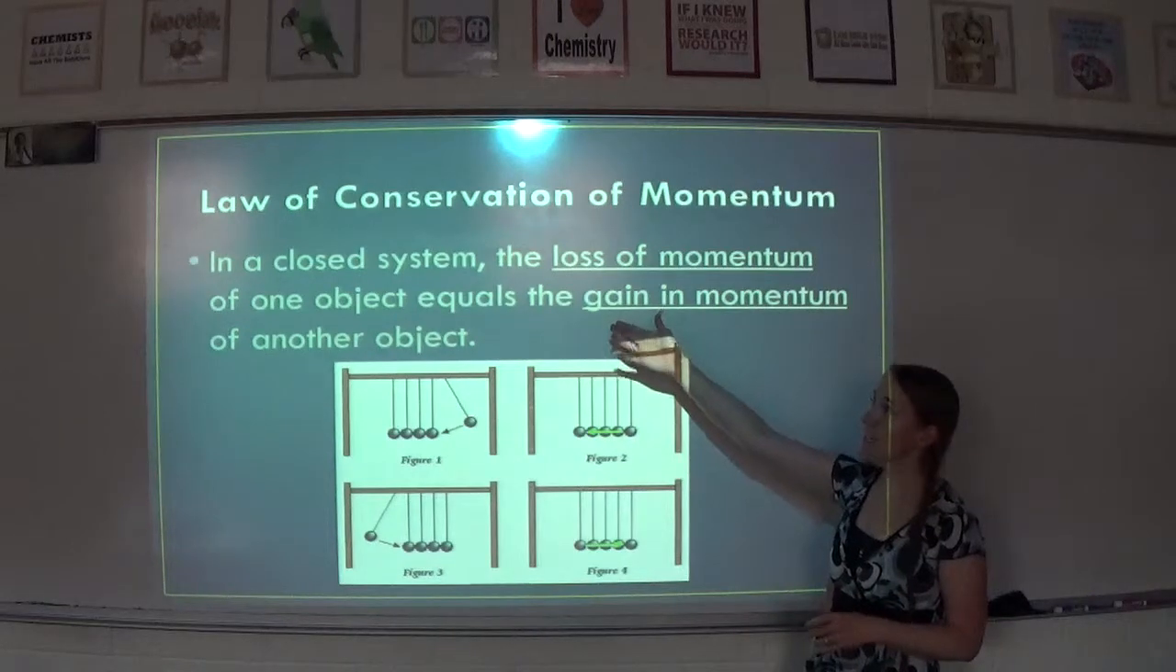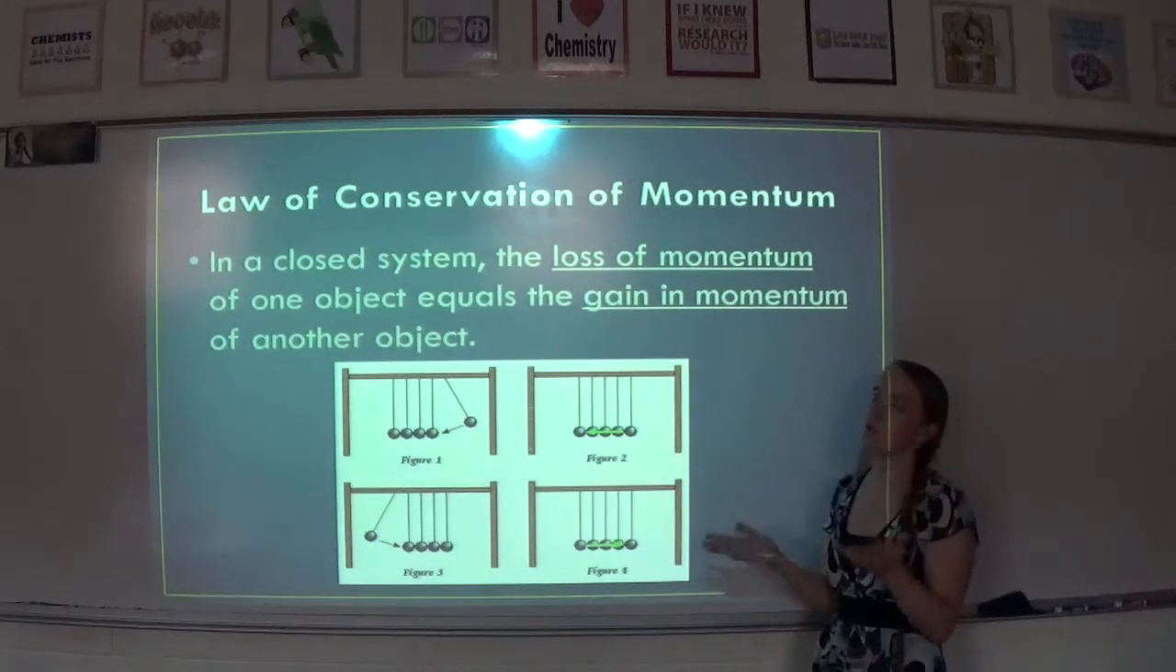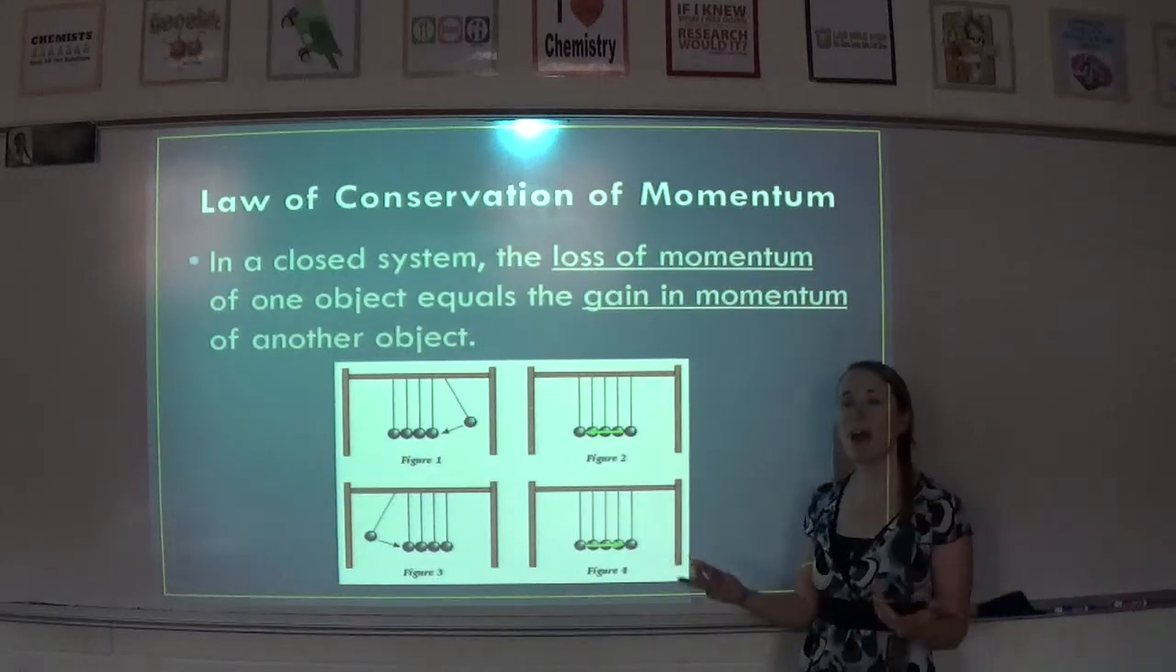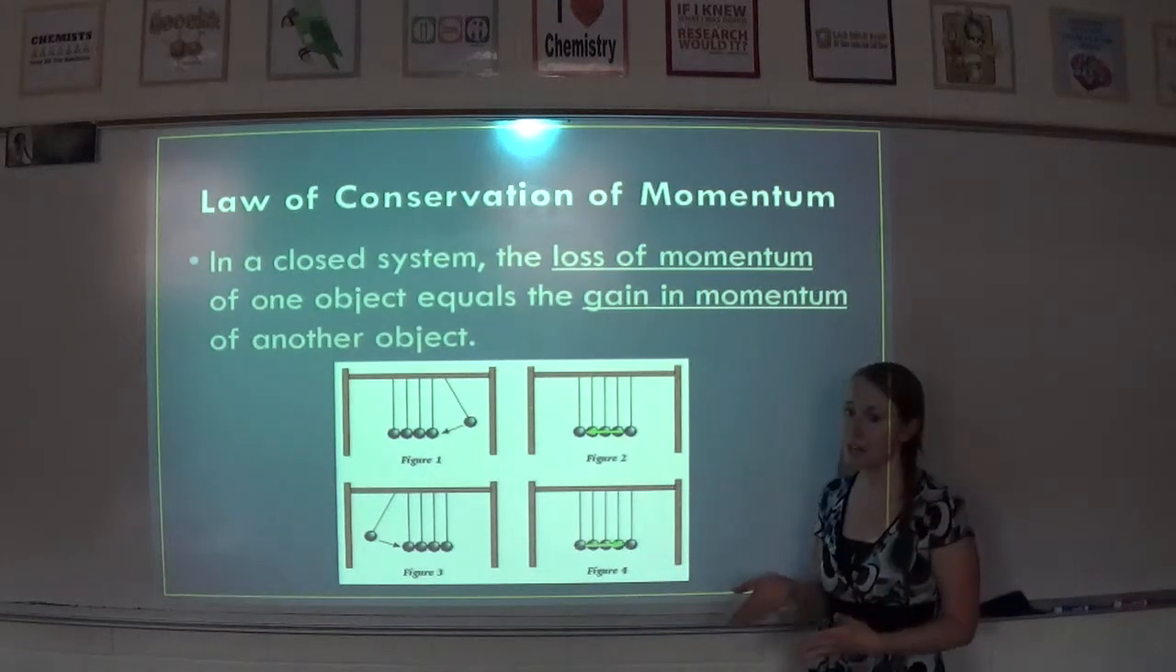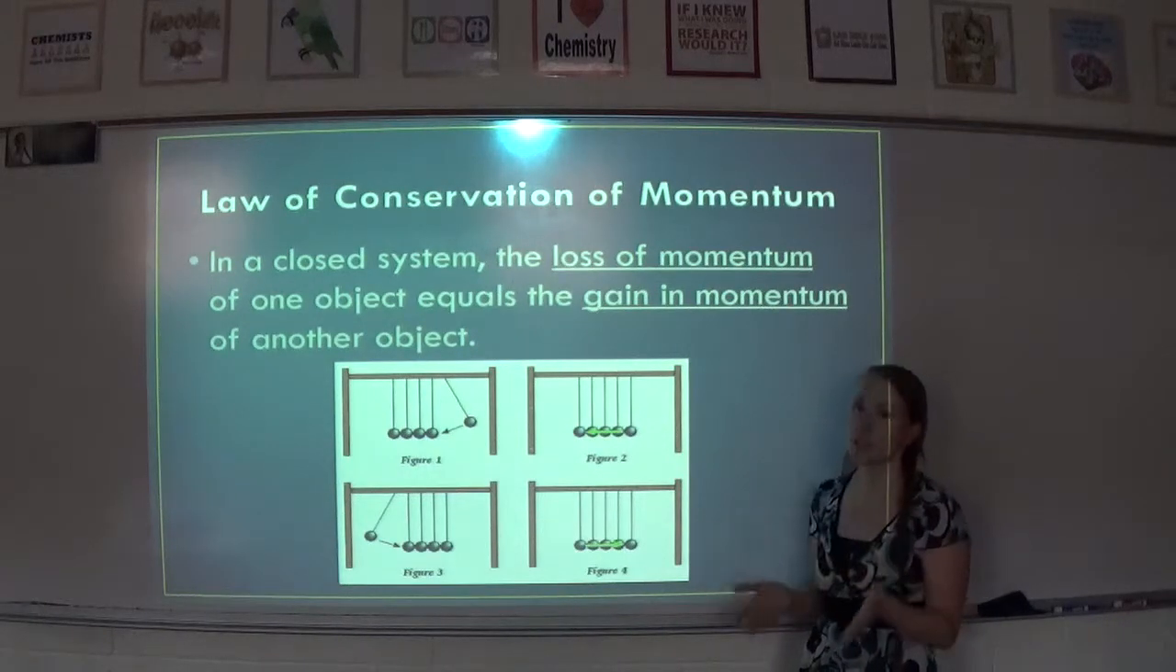So that's why we say things like in a closed system. In reality, there are other forces acting on these things. So if you do have a Newton's cradle, it will eventually stop. And that's just because, like I said, it's not really a fully closed system.